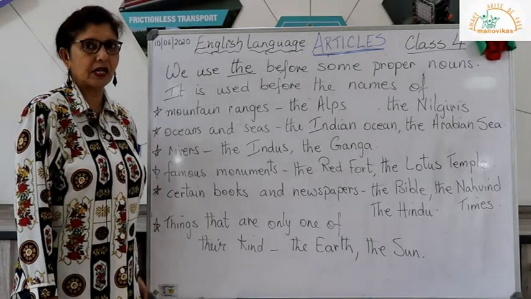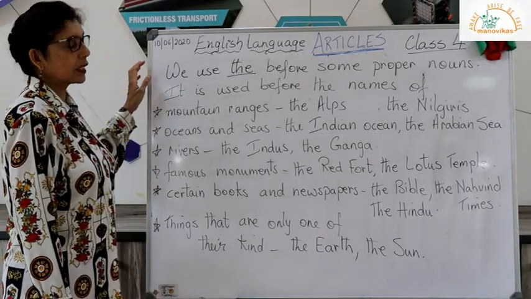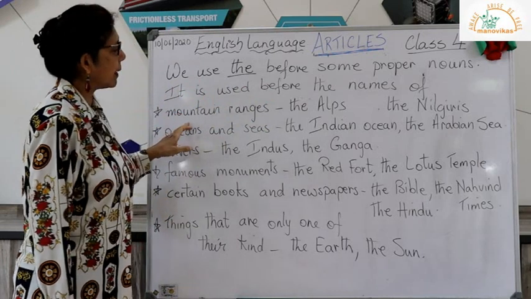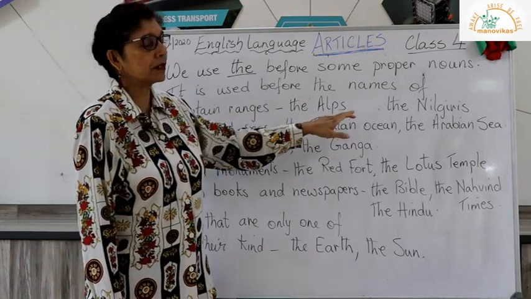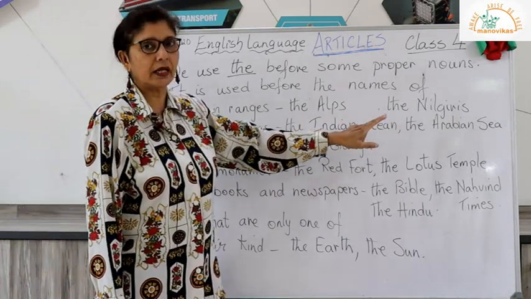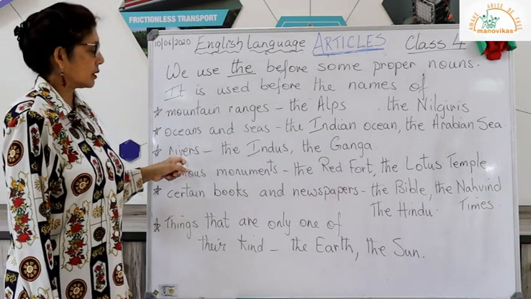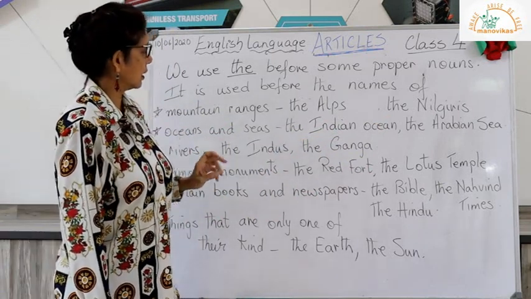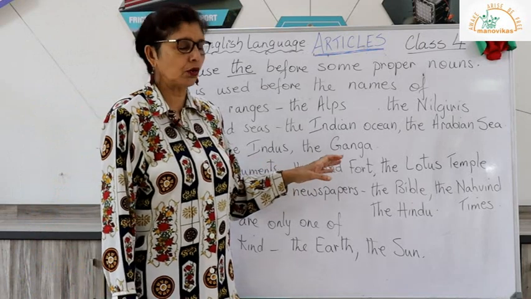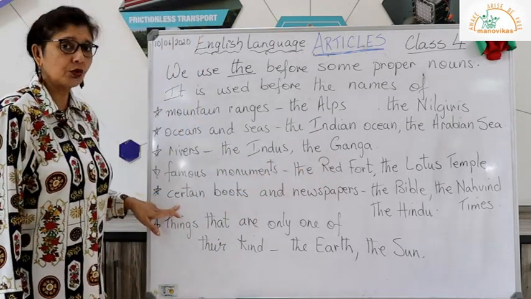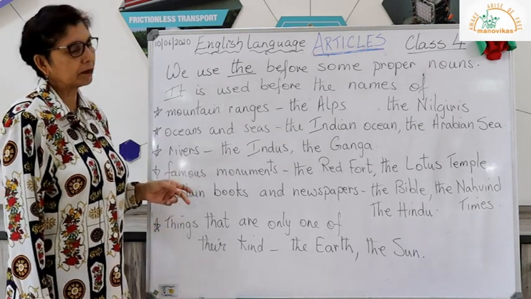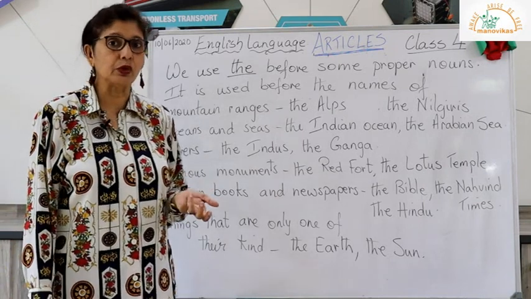We also use the definite article the before some proper nouns. So it is used before the names of mountain ranges. Example, the Alps, the Nilgiris. Oceans and seas, the Indian Ocean, the Arabian Sea. Rivers, the Indus, the Ganga. We also use it before famous monuments, the Red Fort, the Lotus Temple, etc. We also use it before certain books and newspapers like the Bible, the Hindu. The Hindu is a newspaper.